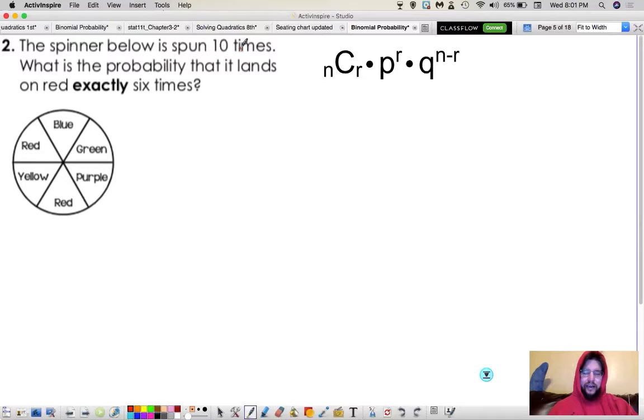A spinner below is spun 10 times, so that's our N. Again, write this information down regardless of which way you're doing things. What's the probability that it lands on red exactly 6 times? So R is equal to 6. And then the probability of success, P. So we're looking for red. There are 1, 2, 3, 4, 5, 6 different options, and 2 of them are red. So 2 out of 6, or 1/3. That would make Q 2/3.